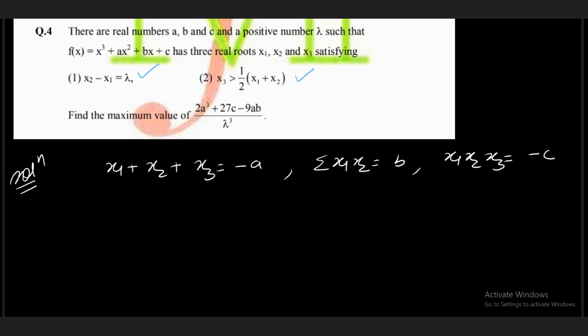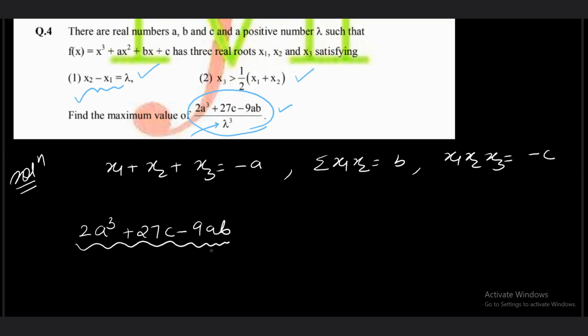Next, what exactly do you have to find out in the question? You have to find the maximum value of this expression. जहाँ lambda क्या है? It is x2 minus x1, equal to lambda, given in the question. ठीक है? चलिए देखते हैं what expression they have given over here. They have written 2a cube plus 27c minus 9ab. यानी एक चीज जो यहाँ पे अगर denominator मैंने अभी नहीं लिखा है, but if you look at this 2a cube plus 27c minus 9ab, just observe it carefully and again observe this expression.